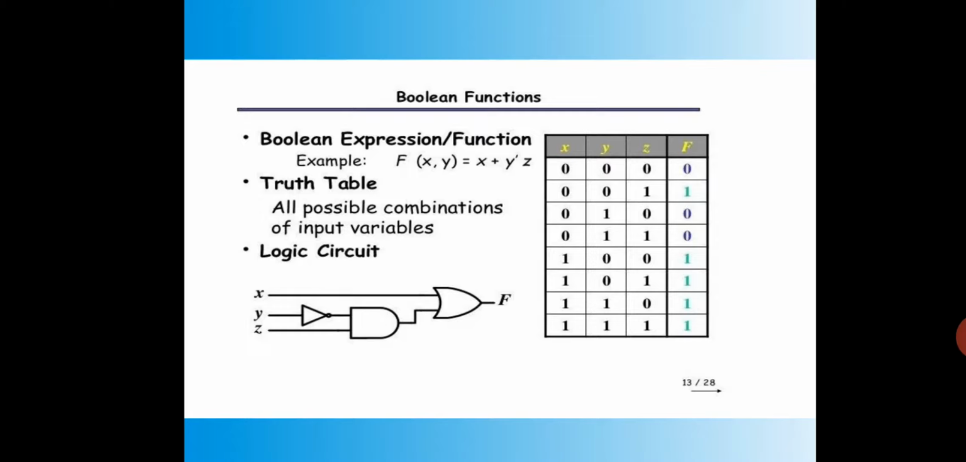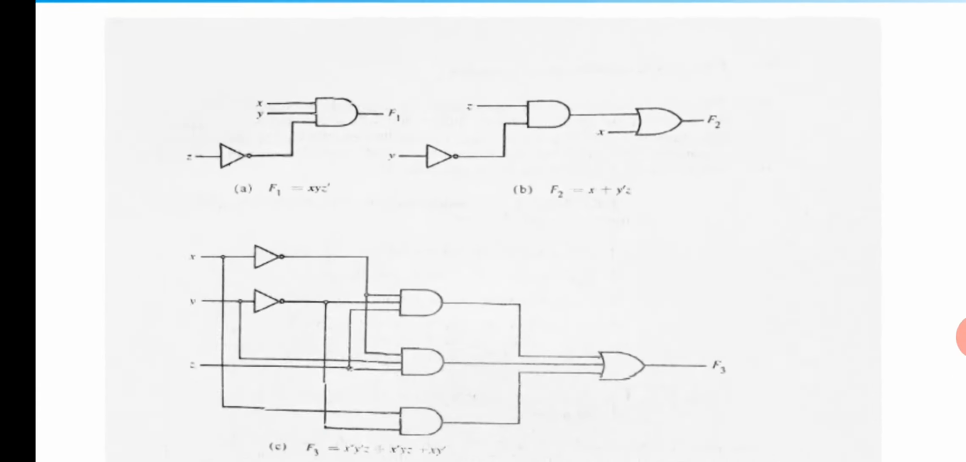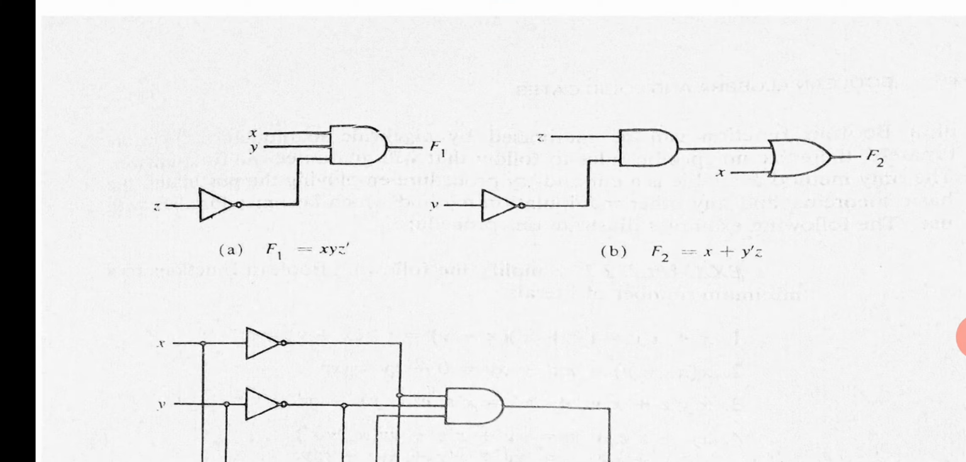If you want, you can use the truth table and check. You can put the values into that logic circuit and calculate. You will get the same answer. So this is how this Boolean function can be understood. Okay, like this you have so many examples. See, I have taken some examples from your textbook.